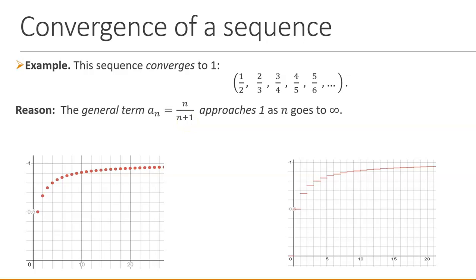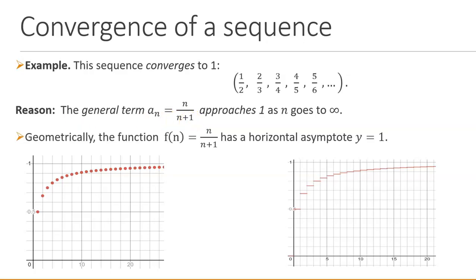So as n goes to infinity, this general term approaches 1. You can get this, for instance, applying the L'Hopital rule. Geometrically, what you have is that the function f of n equal n over n plus 1 has a horizontal asymptote. You see the graph of this function consists of a discrete set of points, this dotted curve. So it approaches the horizontal asymptote y equal 1.